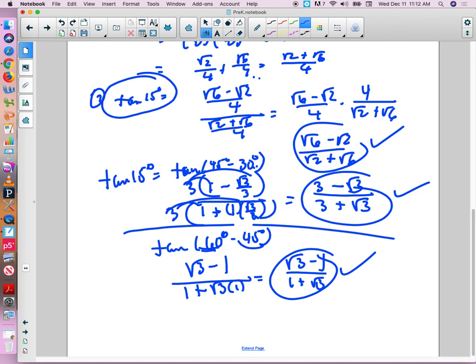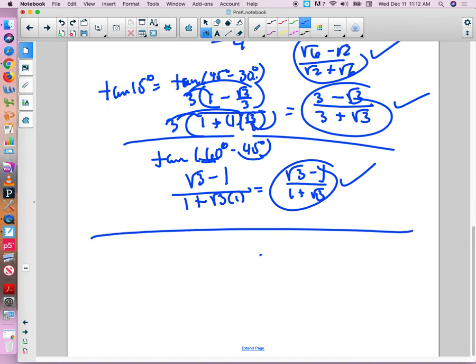Now, if I then ask you for tan of 105, look at this. Did I do 165?